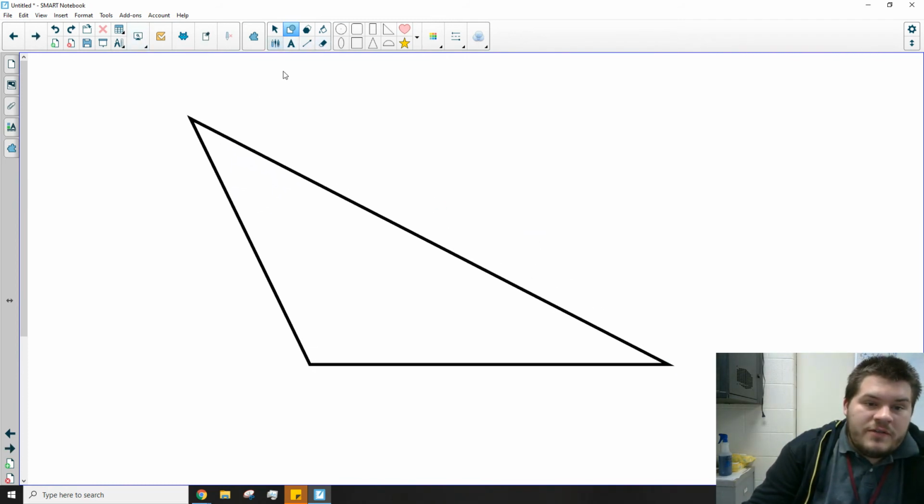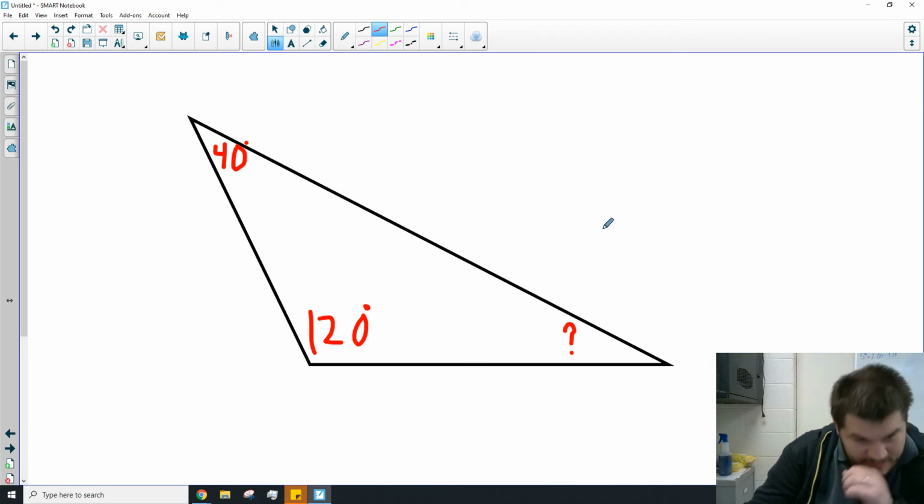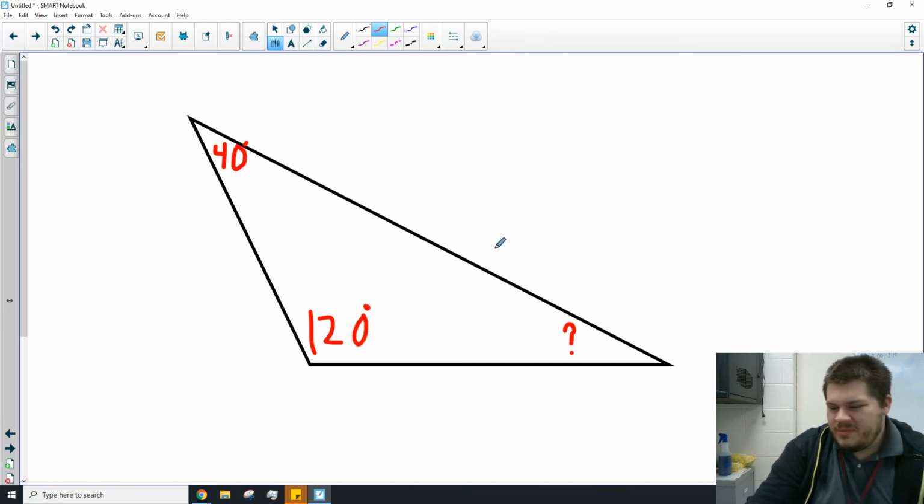So, actually, let's use this triangle. If I gave you this triangle and I said that this was a 40-degree angle, and this was a 120-degree angle, and I wanted to know what this angle was, how would you figure it out? Well, there are a few ways you can do it. You can set it up like an algebra problem, or you can just do some subtraction. So we'll do a little bit of both real quick.